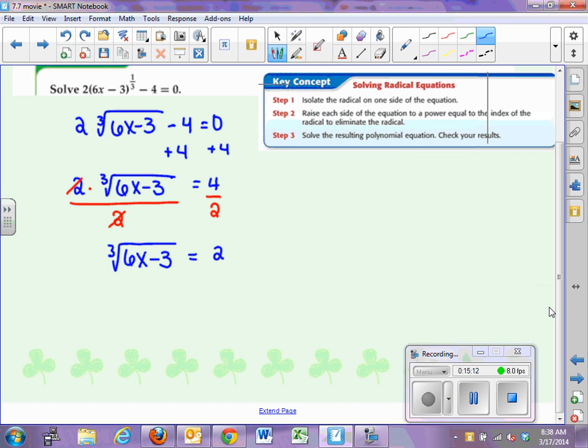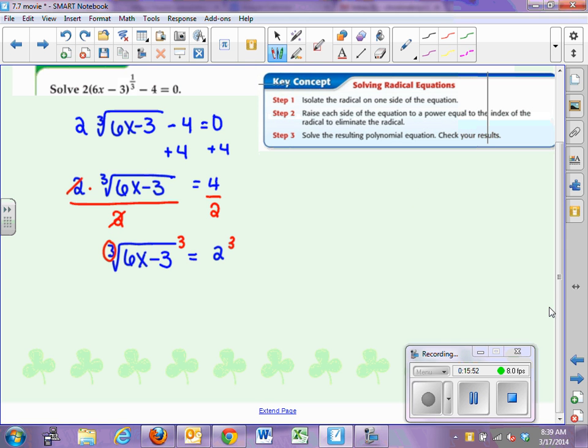Now we're going to raise it to the third power. Remember, step 2 says raise each side of the equation to a power equal to the index of the radical, 3. So I'm going to raise that to the third power and that to the third power. So the feeling again, let's look at something simple. The cube root of 8, that is actually 2. And what happens if you raise 2 to the third power? You get 8. So again, the idea of cube rooting and raising to the third power cancel out. They have to be the same number though.